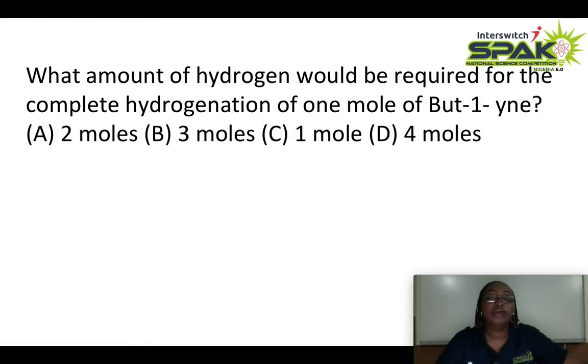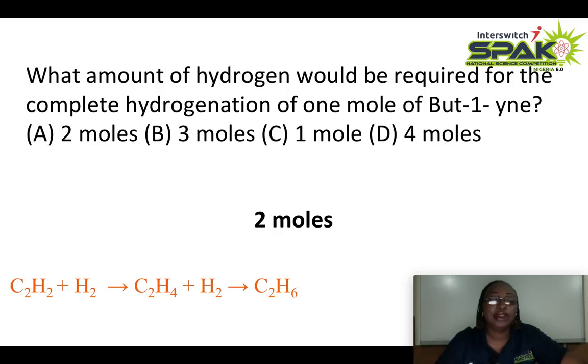What amount of hydrogen will be required for the complete hydrogenation of 1 mole of butyne? Now, how do you do that? You should be able to get the right answer quickly, because I had earlier mentioned that when alkynes react, they do it in 2 different stages. They first give you an alkene, then they give you an alkane. So the answer should be 2 moles of hydrogen.